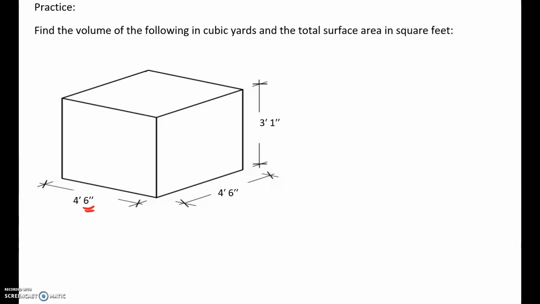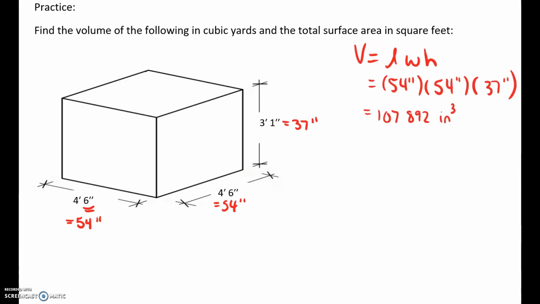Pause the video now and then check your results. The length is 54 inches, the width is 54 inches, and the height is 37 inches. We can now plug into our formulas. Calculate the volume. Pause and sub into the formula. Volume is equal to length times width times height. We should have 107,892 cubic inches.